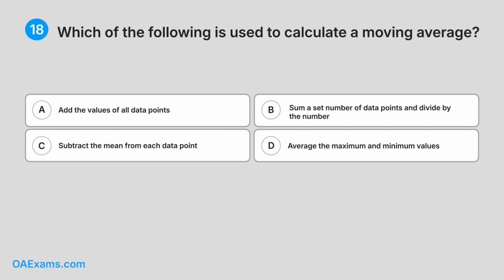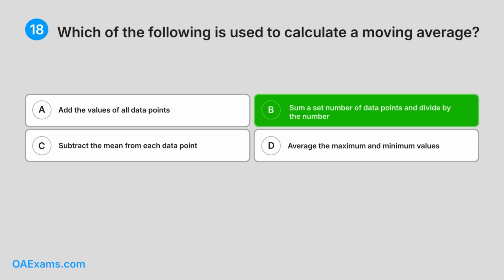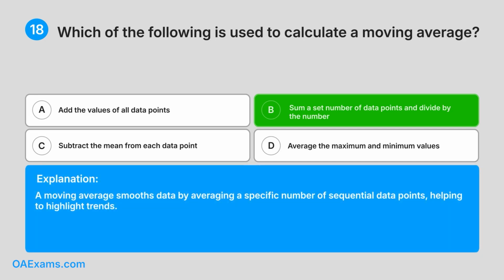18. Which of the following is used to calculate a moving average? A. Add the values of all data points. B. Sum a set number of data points and divide by the number. C. Subtract the mean from each data point. D. Average the maximum and minimum values. Can you guess the answer? Correct answer. B. Sum a set number of data points and divide by the number. Explanation. A moving average smooths data by averaging a specific number of sequential data points, helping to highlight trends.